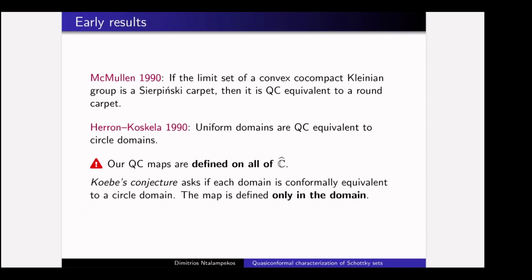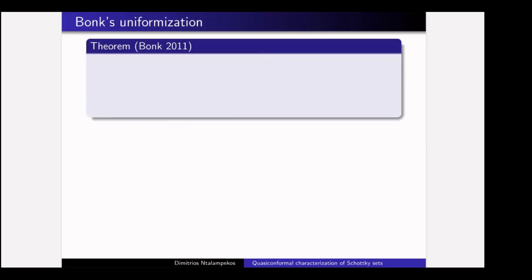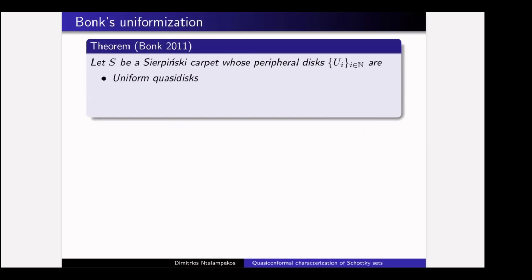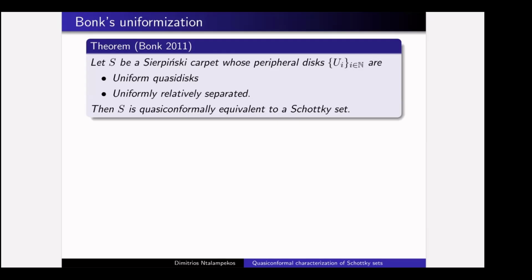Now, 20 years after these two results, I think the next result in this area was by Mario, 2011. And he proved that if we have a Sierpinski carpet whose peripheral disks, these are the holes of the carpet, are uniform quasi-disks and they are uniformly relatively separated, I'm going to explain these assumptions, then we can map the carpet quasi-conformally to a Schottky set, to a round carpet.